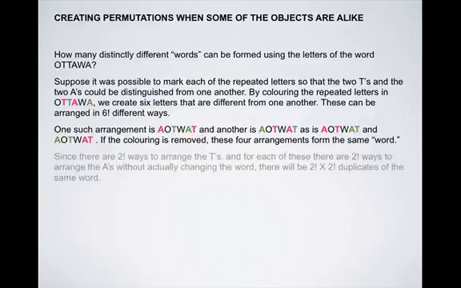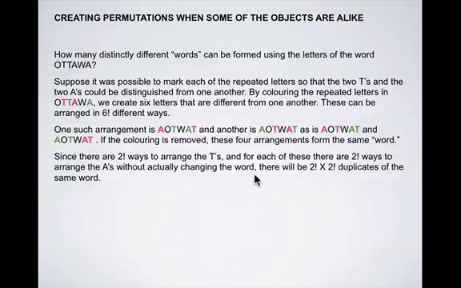So since there are 2 factorial, or in other words, 2 ways we can arrange the T's, and for each of these there's 2 factorial, or 2 ways we can arrange the A's without actually changing the word, there will be 2 factorial times 2 factorial, or 4 duplicates of the same word. And that's what we see up here: if we remove the coloring, they're all the same word, but there are 4 ways that we can arrange them when there is coloring.